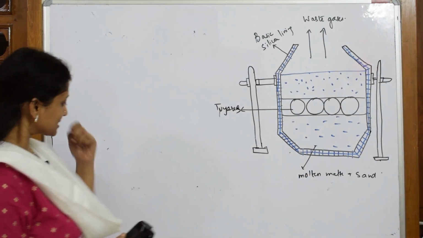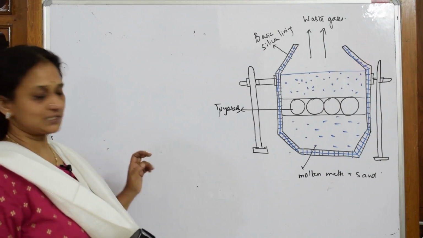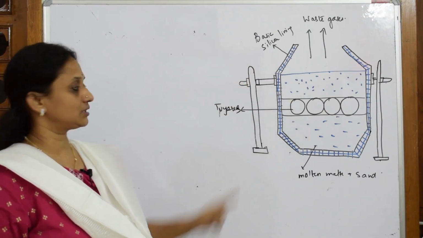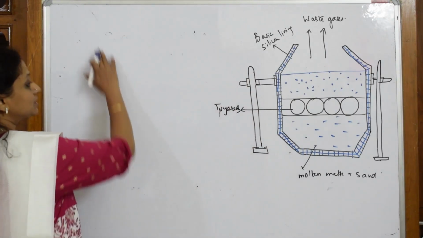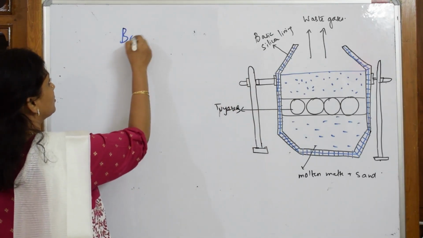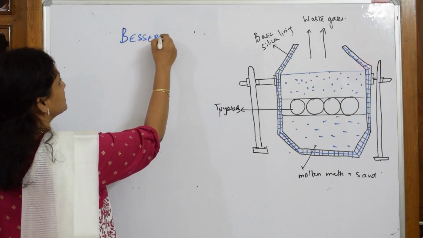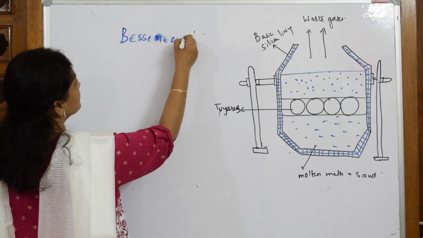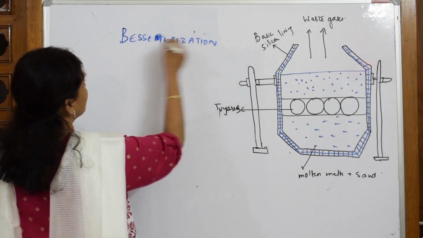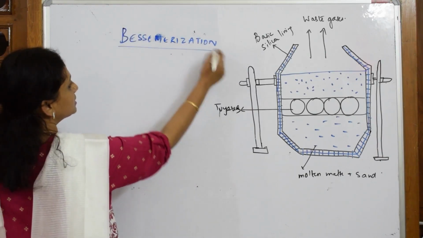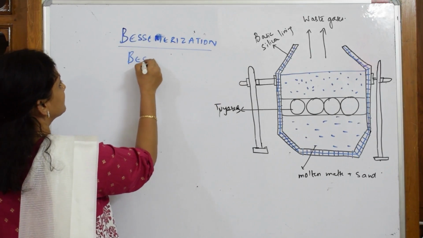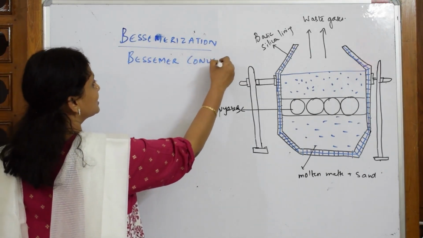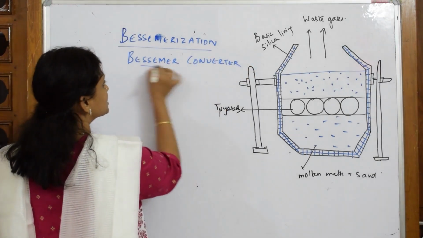So they're going to take those two oxides and introduce them in your Bessemer converter. So this is called a Bessemer converter, or the process is called Bessemerization. Bessemerization is a process, and the converter which is used is called a Bessemer converter. Let us see the reactions which are going to happen in this Bessemer converter.